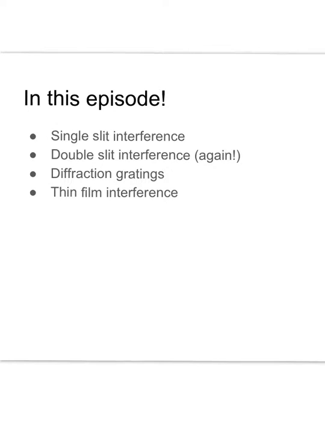So what we're going to cover in this episode, this video, is something called single slit interference. We're going to have another look at the double slit interference that we did a couple of weeks ago, and maybe complete the derivation properly this time. We're going to look at diffraction gratings, which are very similar to this, just lots of slits. And we are going to then finish off with something called thin film interference.